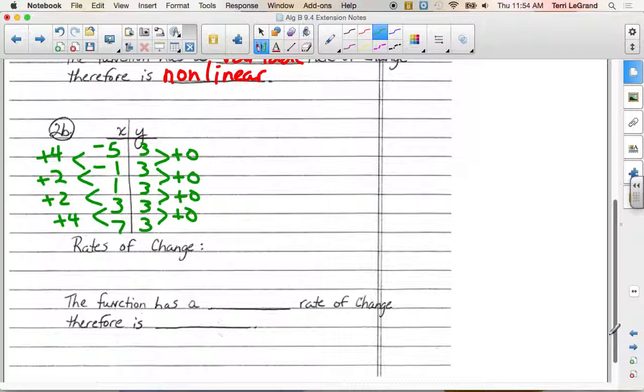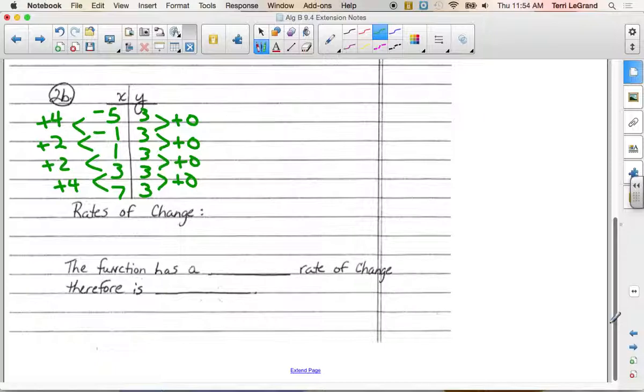So does anybody need 2a? Come on. Set up your rates of change.